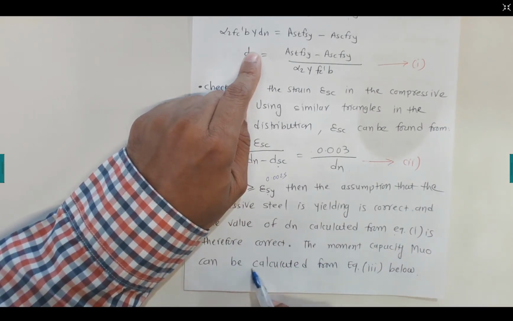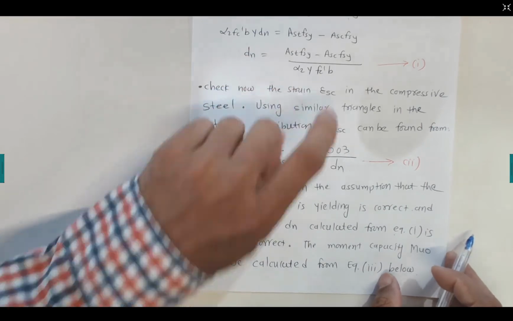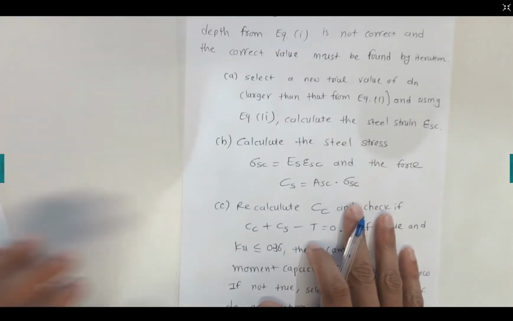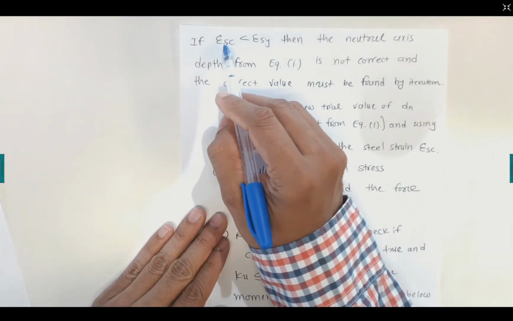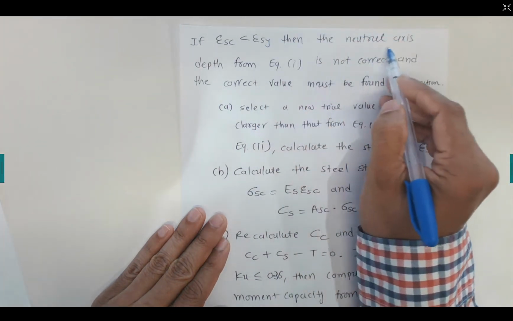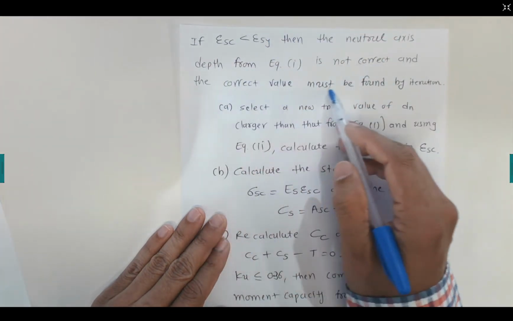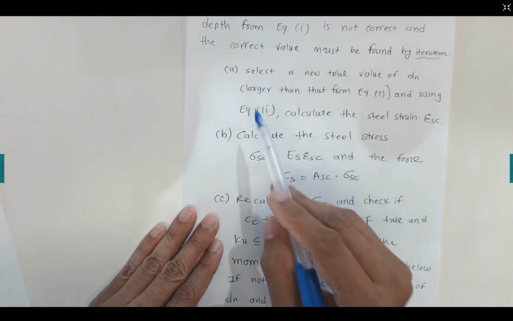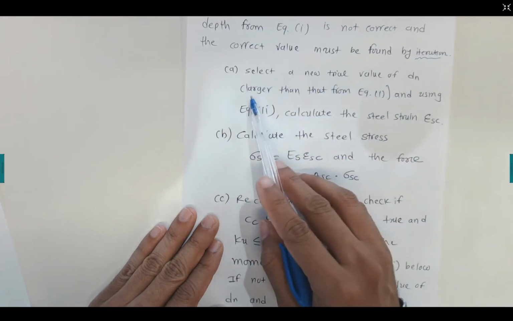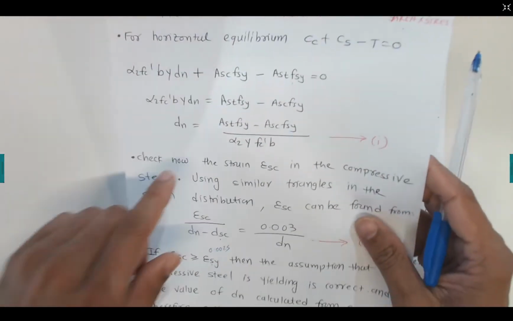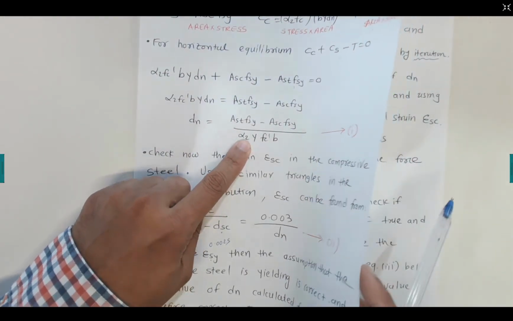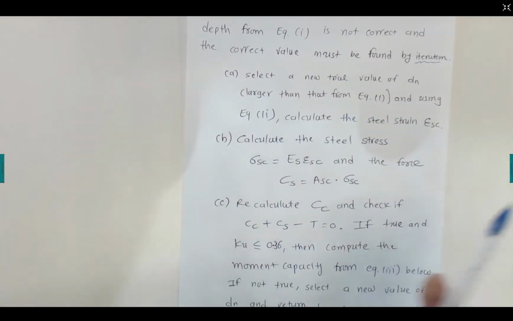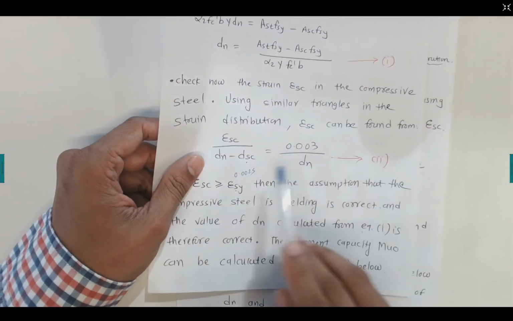The moment capacity Muo can be calculated using equation number 3, which is on the next page. So if this condition is okay, then we can calculate the moment. But if the strain in the top reinforcement is less than the yield strain of the steel, then the neutral axis depth from equation 1 is not correct, and we need to use an iterative process. We will take examples of this iterative process. We need to select a new trial value of dn, generally larger than the dn value calculated from equation 1, and using equation 2 we can calculate epsilon sc.